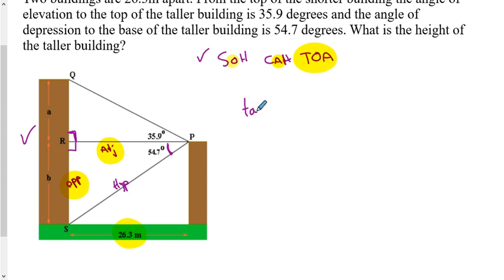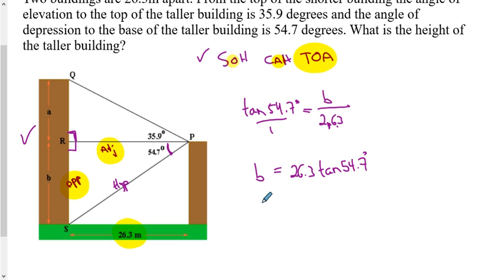So I'll say, okay, tangent of 54.7 degrees is the opposite side. We're going to call that B in our diagram, over the adjacent side, that's 26.3 meters. Now if I do my cross multiply, that's over 1, 1 times B is B. That's not 2.63, that's 26.3 times tan of 54.7 degrees. I plug that into my calculator, and I'm going to end up with 37.14.